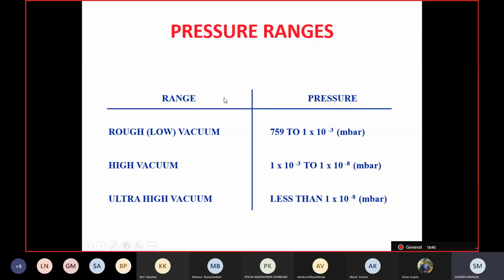Now the ranges of vacuum. Rough or low vacuum is 759 to 1 into 10 to the minus 3 millibar, which you can achieve with a low-cost pump called a roughing pump. Then high vacuum is 1 to 10 to the minus 3 to 1 into 10 to the minus 8 millibar. Physical vapor deposition is generally done in this zone. If you do not maintain it, the film will be contaminated, so this part is very important in physical vapor deposition.